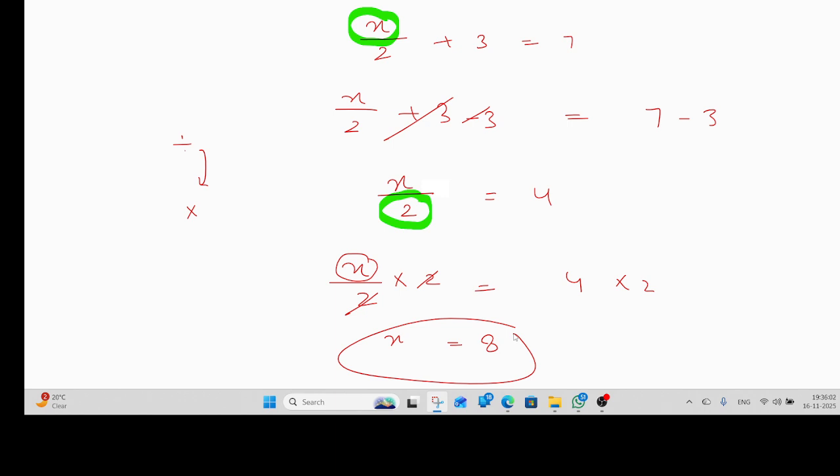That's how we solve linear equations. This was the basic and first lesson. I started with the very basics, but as we go through different lessons, the difficulty level will increase according to the exam level.